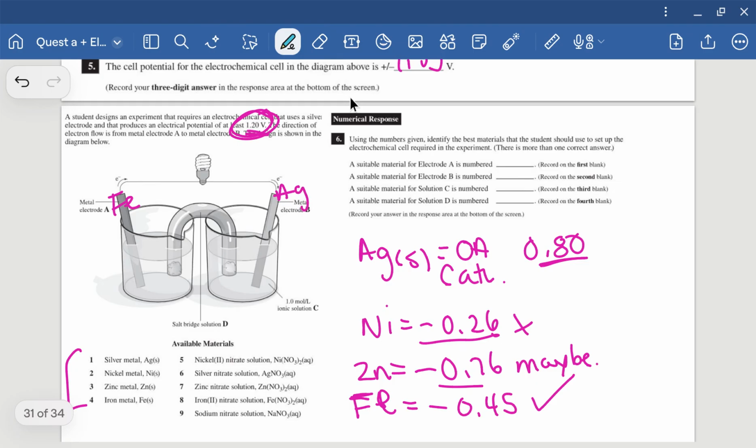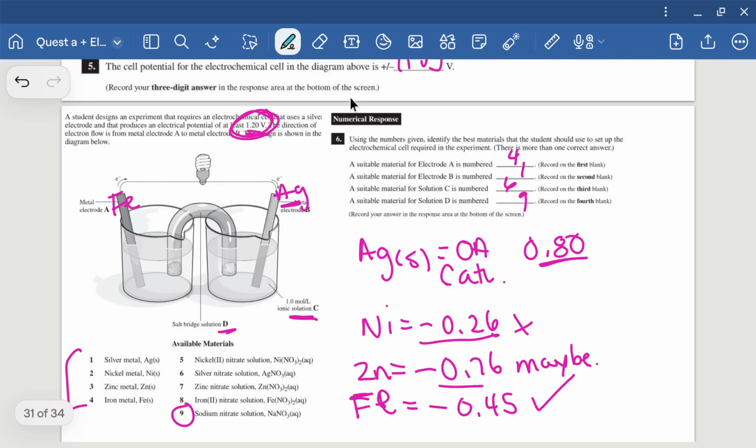So once I have that, then going through filling in the numerical response, saying what's suitable, I would go through and say, okay, my metal A would be 4, my metal B, my electrode, would be silver. Number C, the solution has to have the silver ion, so number 6. And solution D is coming from the salt bridge, and the only salt we have is number 9. So that's what we have there.